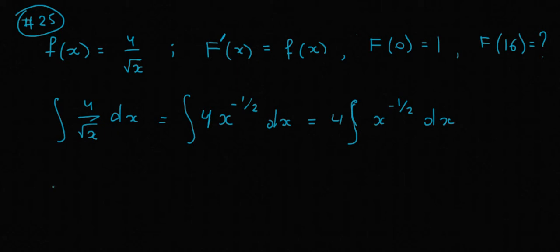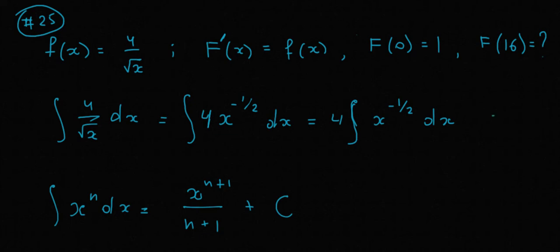The power rule says that the antiderivative of x to the power n equals x to the power n plus 1 divided by n plus 1 plus an arbitrary constant of integration. In other words, to find an antiderivative of a power of x, we need to raise the exponent by 1, divide by the new exponent, and add an arbitrary constant.